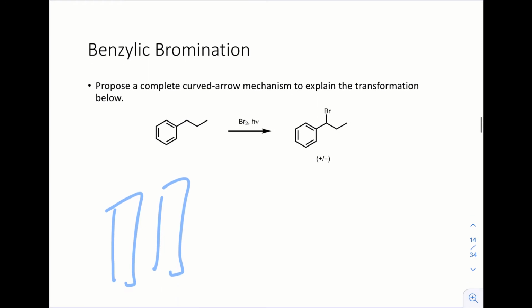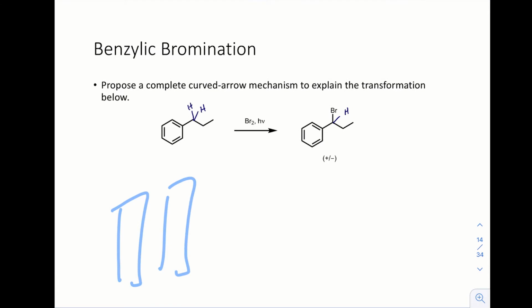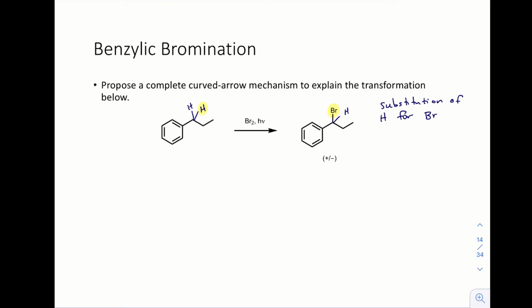Pause and propose a complete curved arrow mechanism to explain this transformation. Once you've given it a try, let's discuss. An initial analysis suggests a substitution reaction where hydrogen is substituted for bromine. The only time we've seen something like that happen is with electrophilic aromatic substitution. Hydrogen is not a leaving group, so this is confusing, perhaps initially.